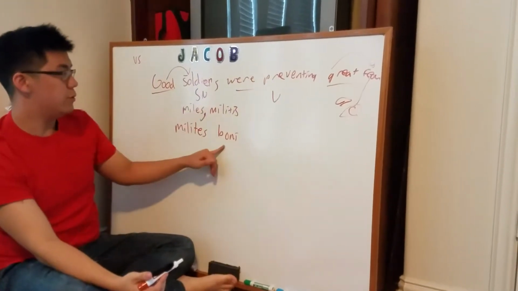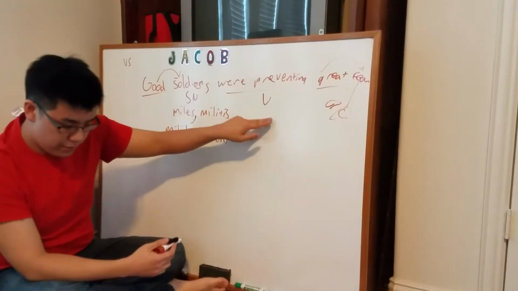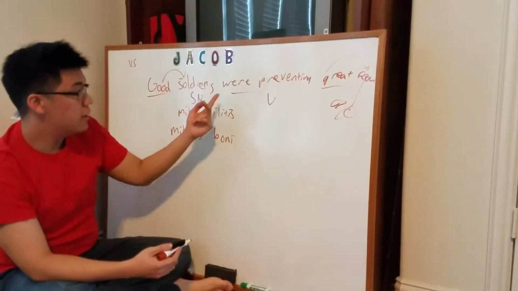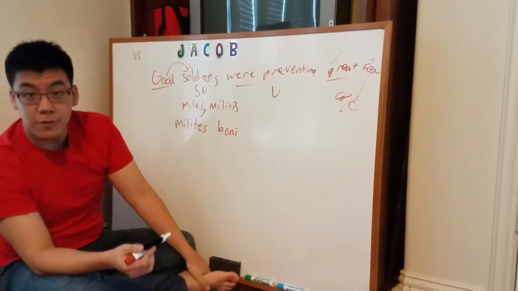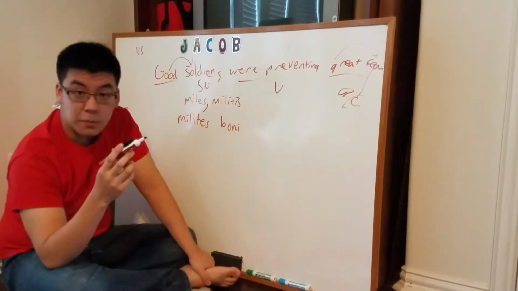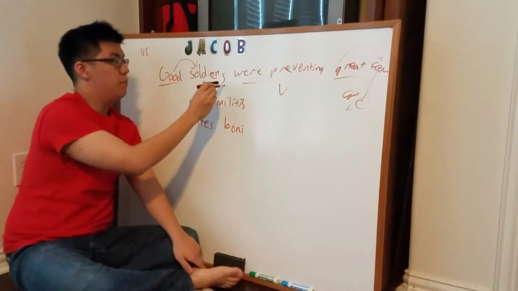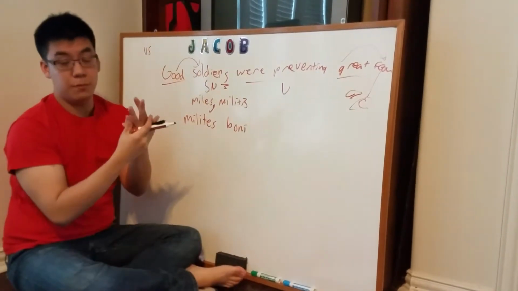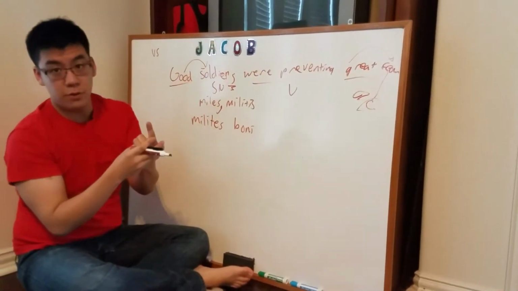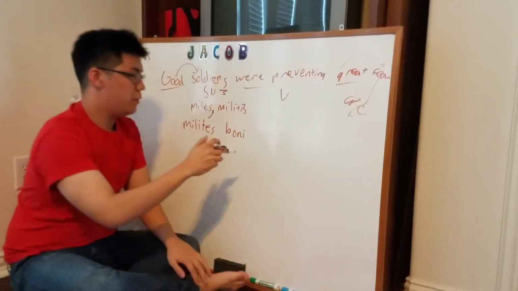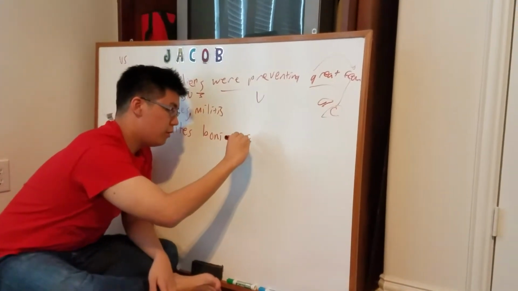So we have good soldiers. Then we have were preventing. Were means that this is the imperfect tense. So prevent comes from the word prohibeo, and it's plural subject. So that means it's third person, it's plural, and it's imperfect. So we start with the stem, prohibe.